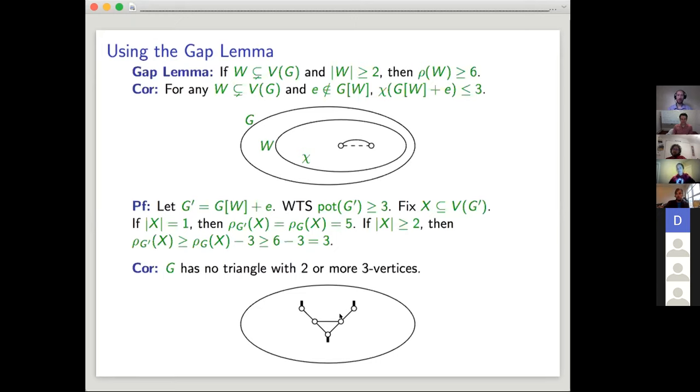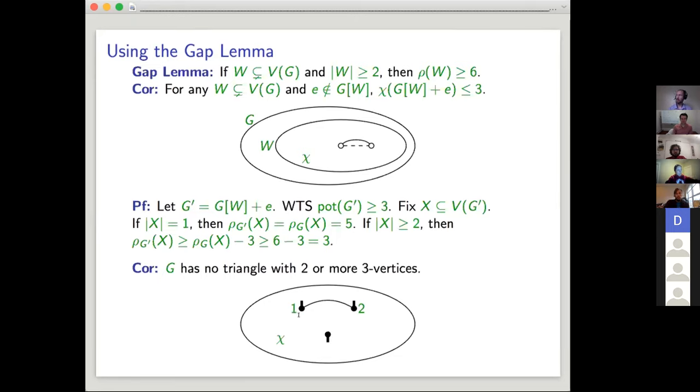And now what are you going to do? You're going to delete those two vertices, right? And you're going to add in this edge. So you deleted the vertices and you add in that edge there. And now what happens when you do that?